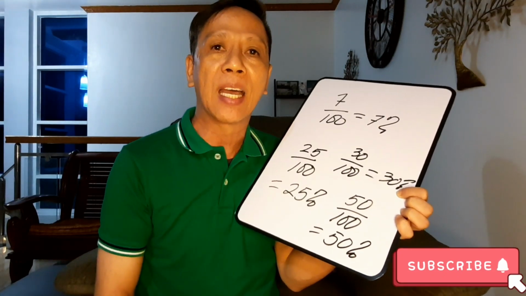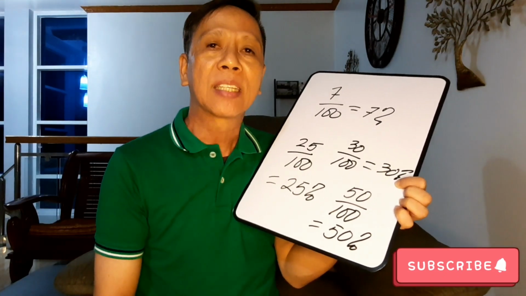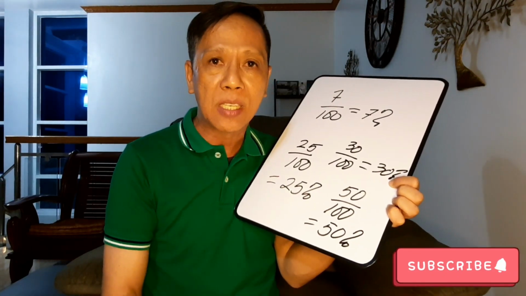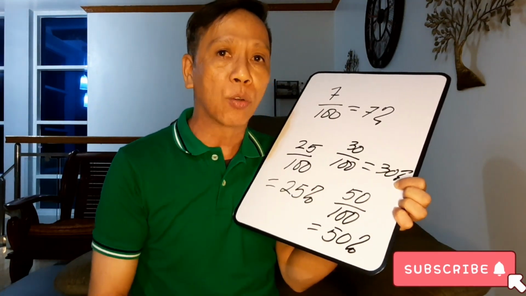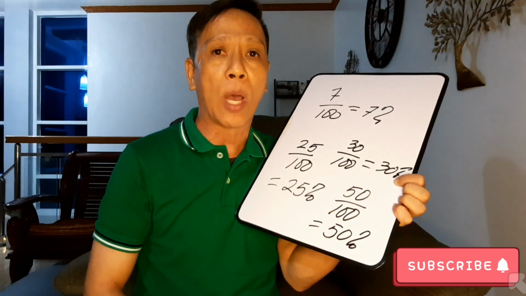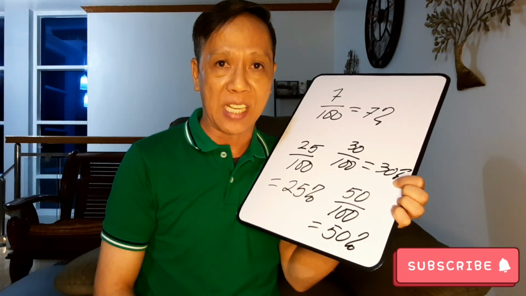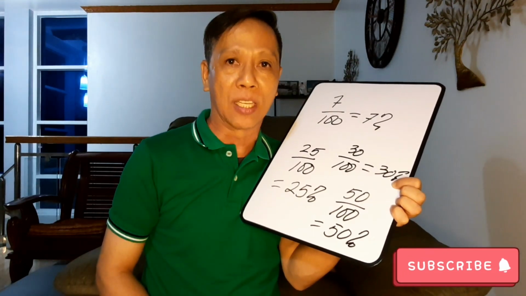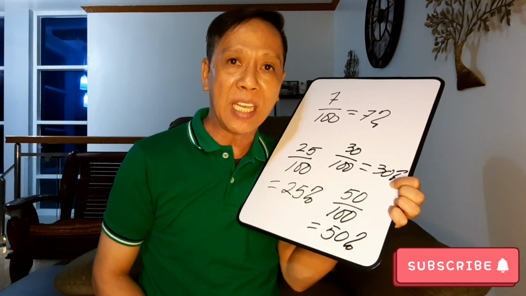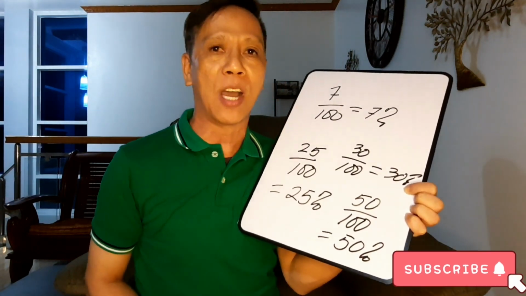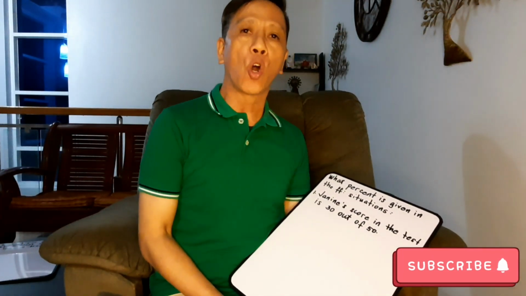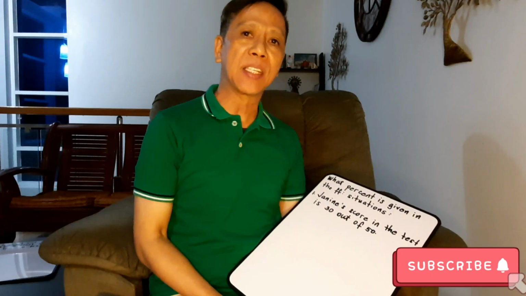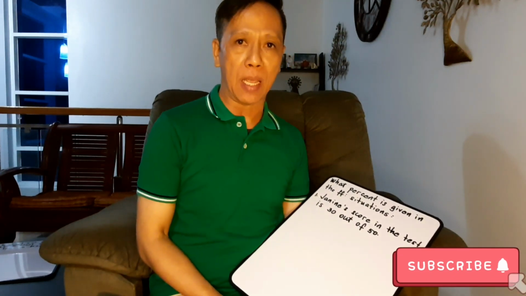Paano kung iba na? Halimbawa, sabihin natin, 36 small squares, ang shaded portion ay 5, 5 out of 36, 5 is what percent of 36? O, yan ang isusunod natin ngayon. Listen carefully at nang maintindihan nyo ang paliwanag natin.